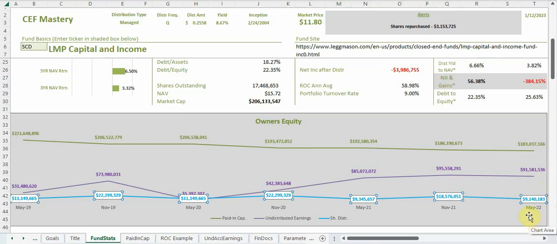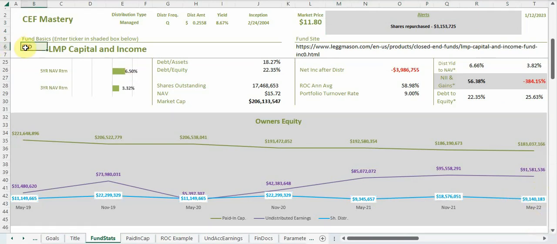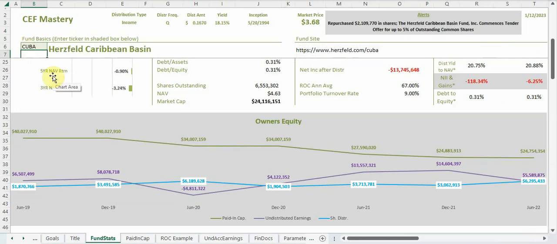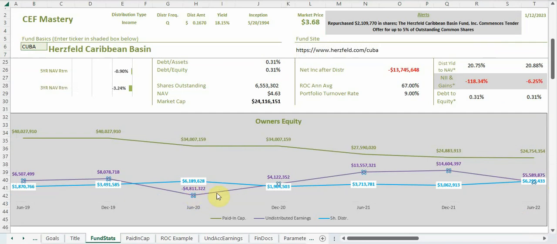Now I'm going to throw you a bit of a curveball. We're going to look at the fund CUBA, Herzfeld Caribbean Basin Fund. It's a little bit erratic. It did dip in the negative in June of 2020, which is not surprising. A lot of funds did shortly after the crash in March of 2020, but it has recovered since. And after paying its $6,295,000 distribution payout, it still had an accumulated undistributed earnings amount of $5.5 million.